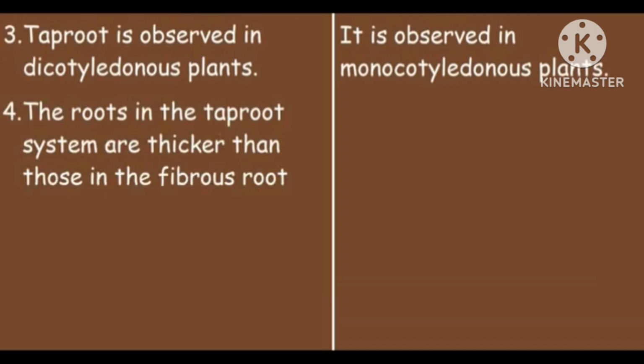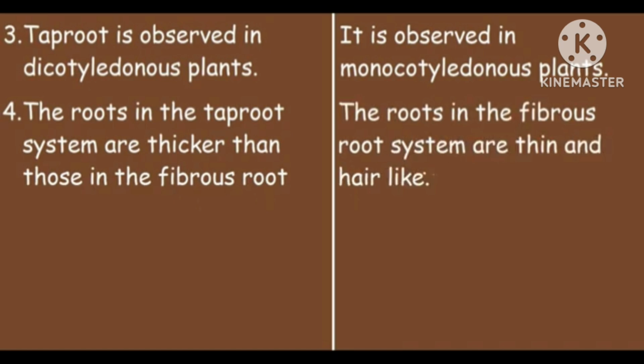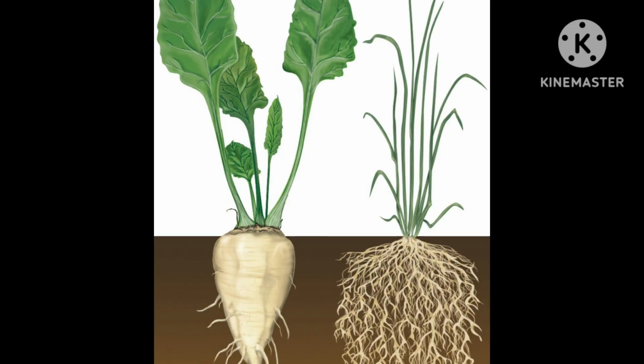And if we see the fourth difference, the roots in the taproot system are thicker than those in the fibrous root, whereas the roots in the fibrous root system are thin and hair-like. You can see here the taproot is very thick, whereas the fibrous roots are thin and hair-like structures.